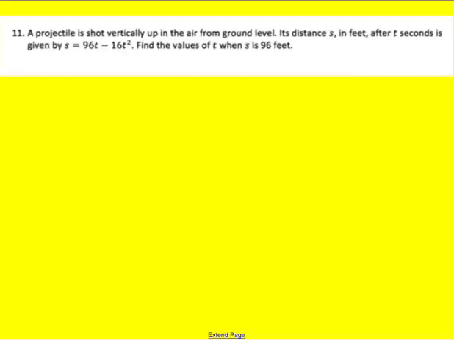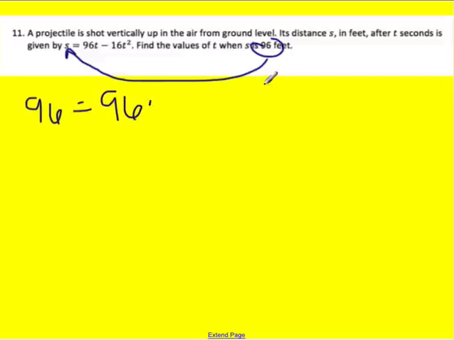A projectile is shot vertically up in the air from ground level. Its distance s in feet after t seconds is given by that quadratic there. We want to find the values of t when s is 96 feet. So that means we need to plug in 96 for s. So I get 96 is equal to 96t minus 16t squared.